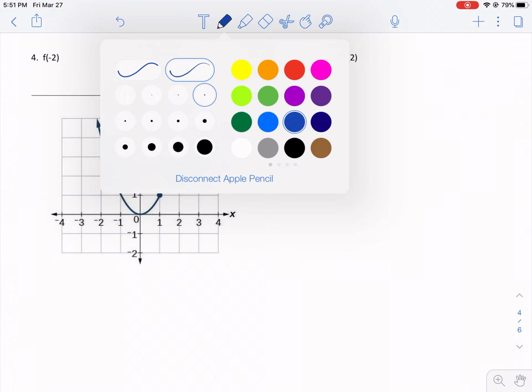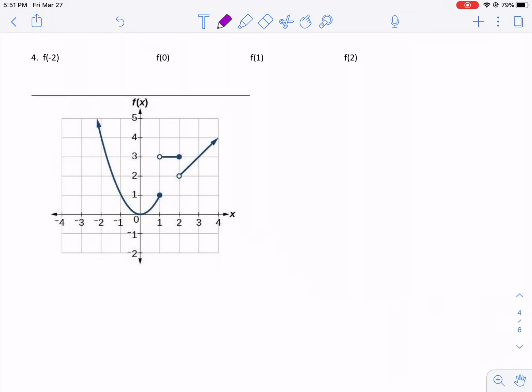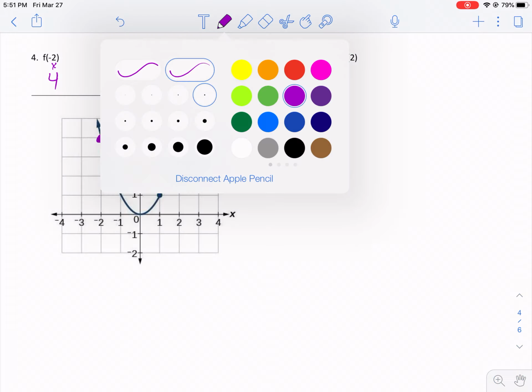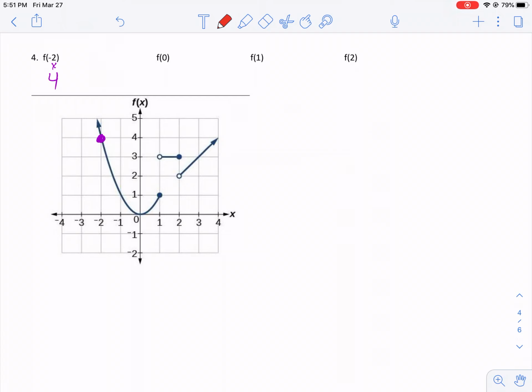Number 4, start purple. F of negative 2. So we need an x value of negative 2. This point has an x value of negative 2. Its y value is 4. F of 0. Here's a point with an x value of 0. Its y value is also 0.